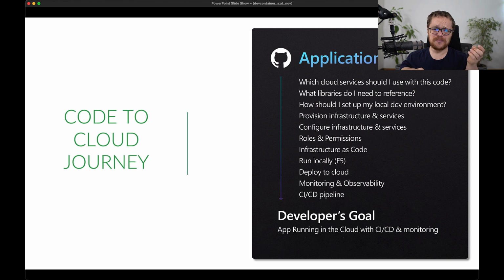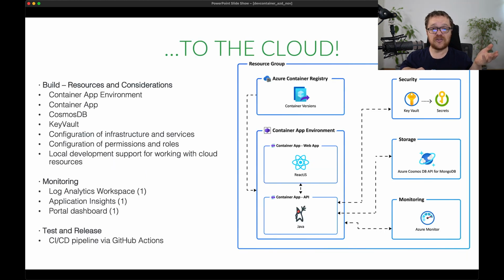It's so much work. My infrastructure as code. I want to run it locally and test it. Then I want to deploy to the cloud. Then I want to set up monitoring and observability. And then also a continuous integration, continuous delivery pipeline. But my goal is just to have an app running in the cloud with CI/CD and monitoring. So there's a lot to take in and a lot to consider.